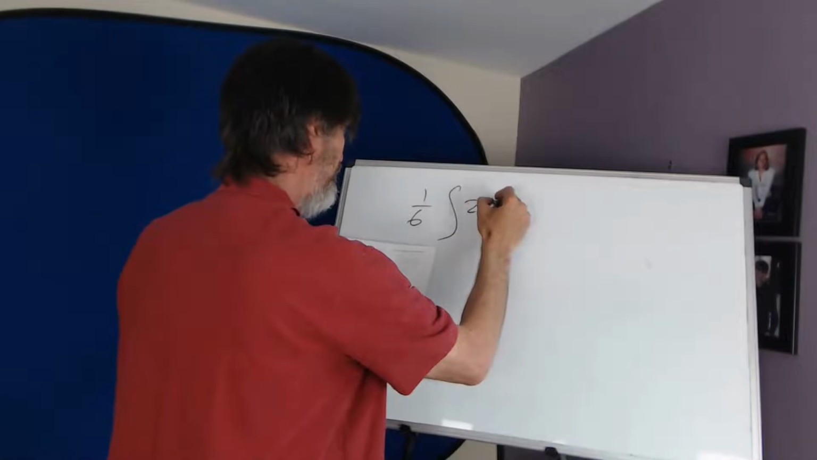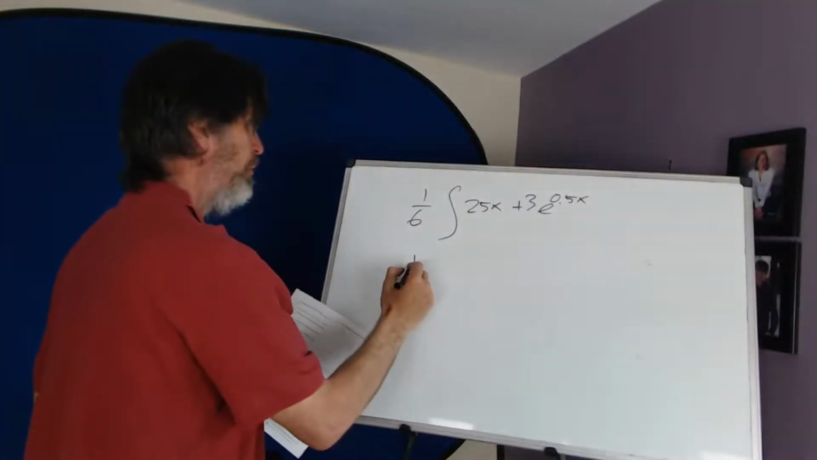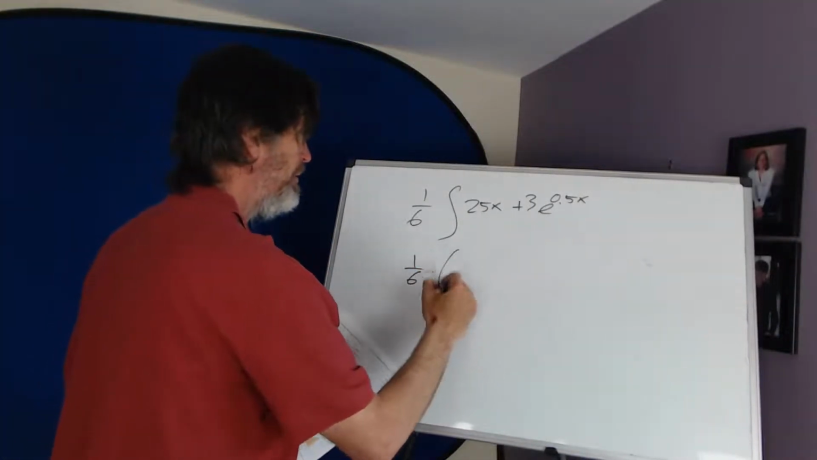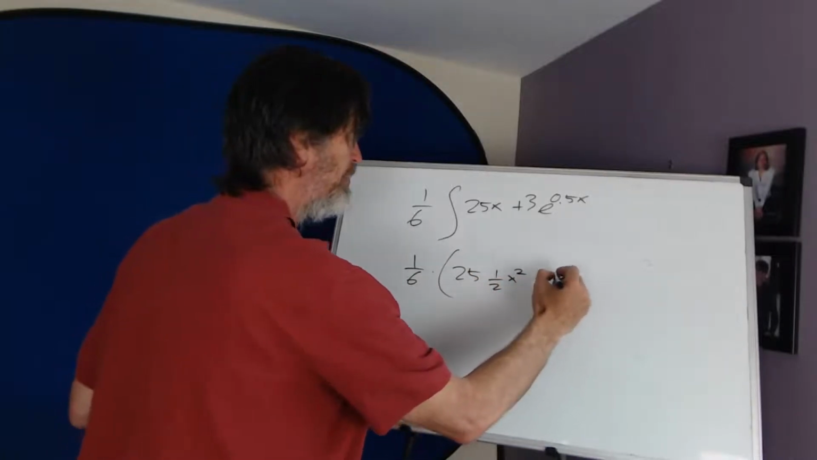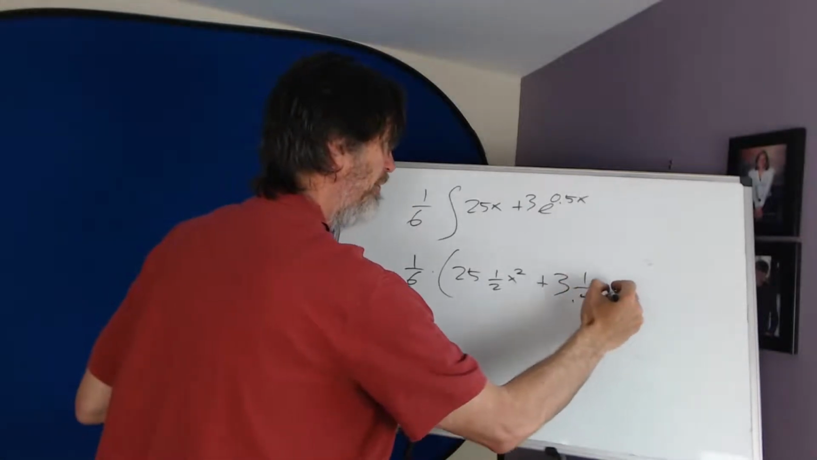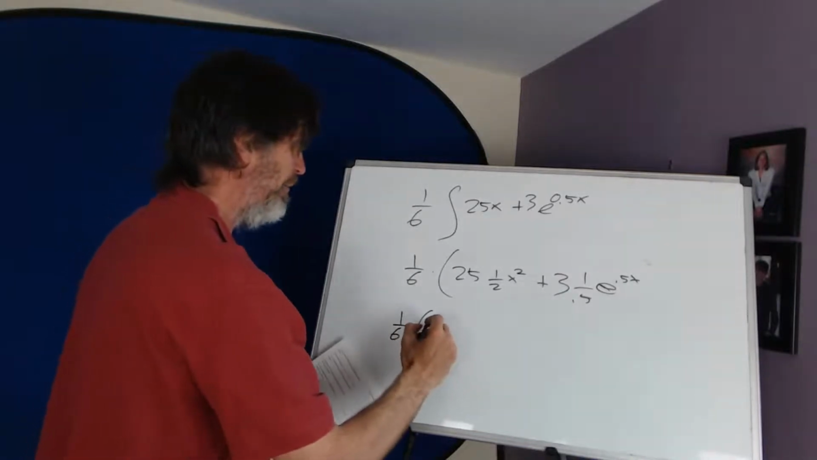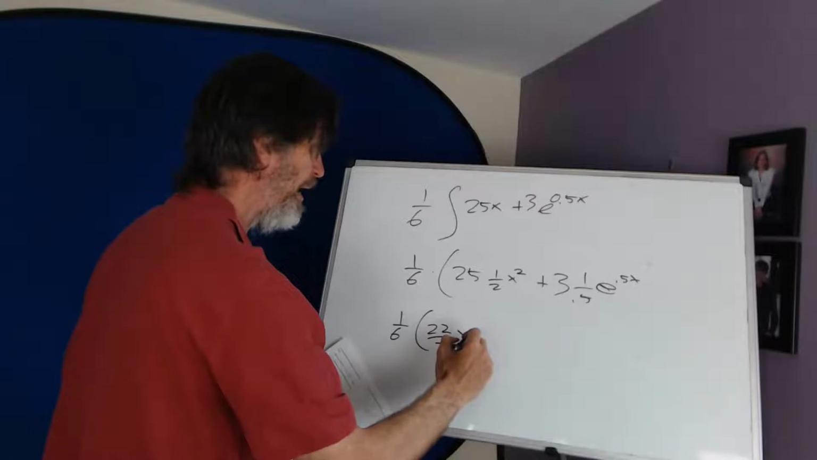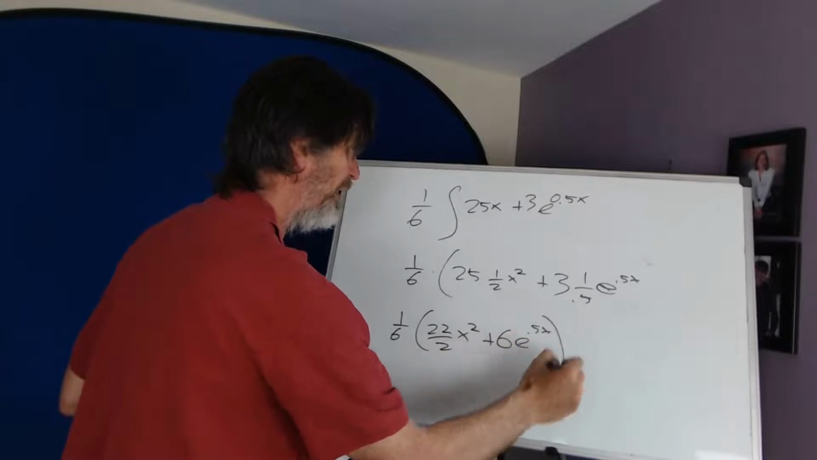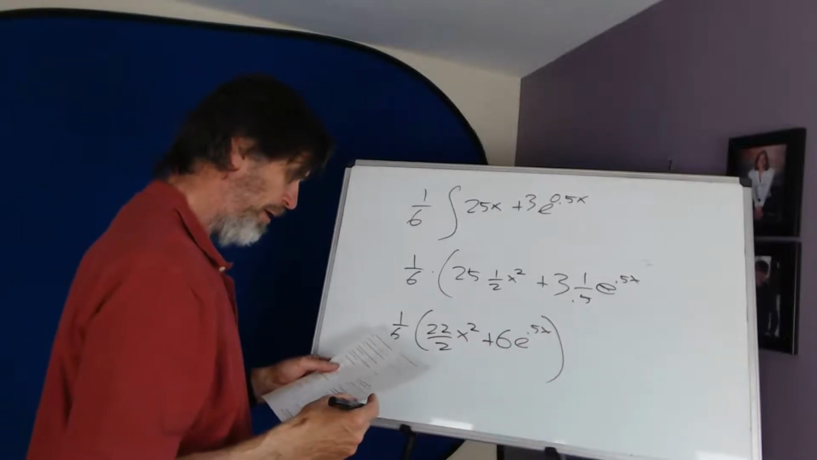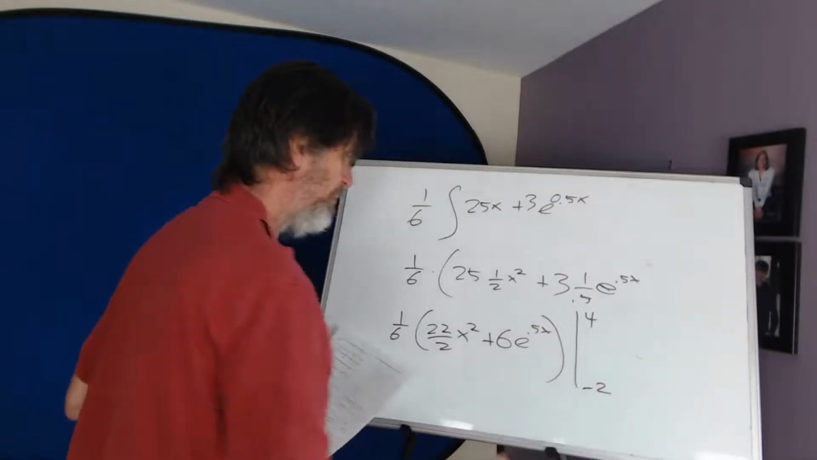Take the antiderivative of 25x plus 3e to the 0.5x. 1/6 of, let's see, that's 25 times 1/2 x squared plus 3 times 1 over 0.5 e to the 0.5x. 1/6 of 25/2 x squared plus 6e to the 0.5x, evaluated from -2 to 4.